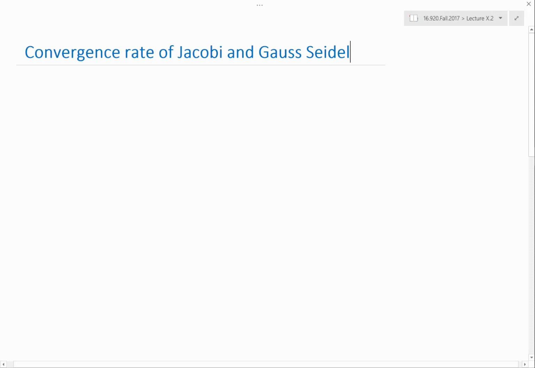We have shown that the Jacobi and Gauss-Seidel methods converge for various situations. So the next question is, how fast do they converge? Before we get to that, let's switch gears a little bit, from math to some implementation, and show some examples of how fast Jacobi and Gauss-Seidel converge.